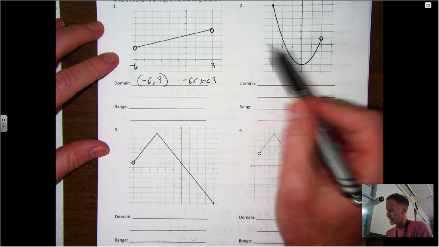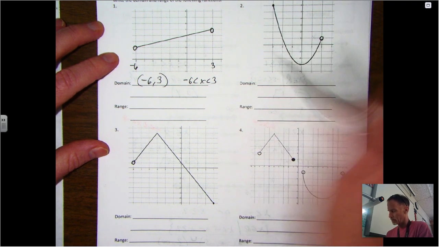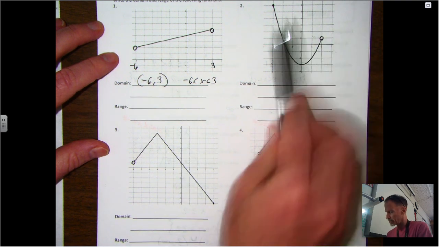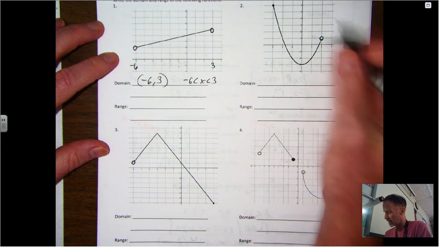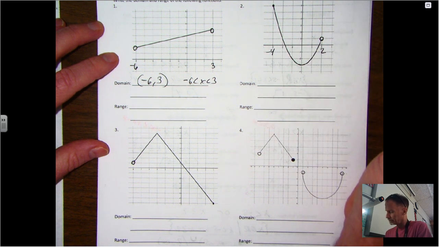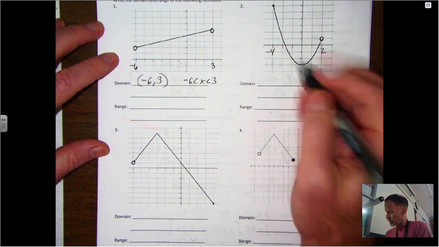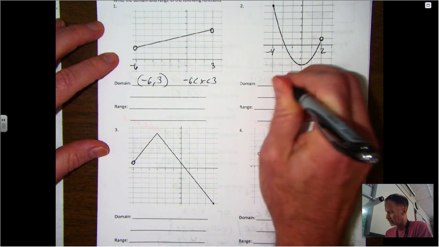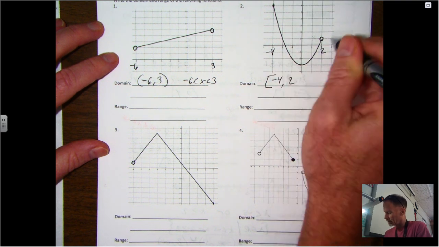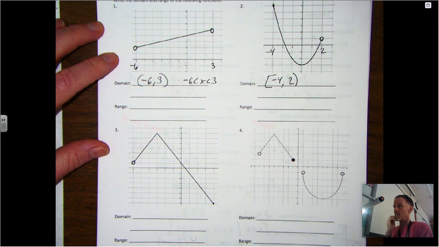On number 2 here, again, domain, we don't care what it does, what's going up and down and all the stuff like that. We'll do that when we do the range. But for this one, all we care about is the x value. So again, that's -4, that's 2. So again, just going everything in between there. So it's going to be -4 to 2, closed circle, bracket, open circle, parentheses.